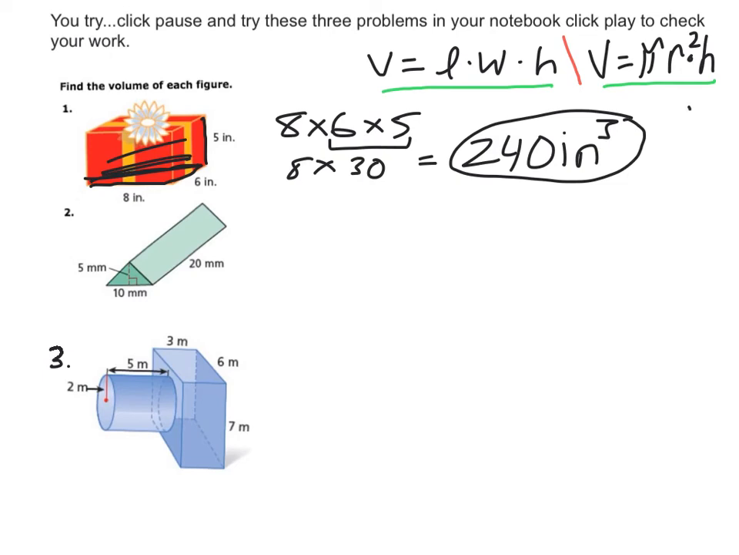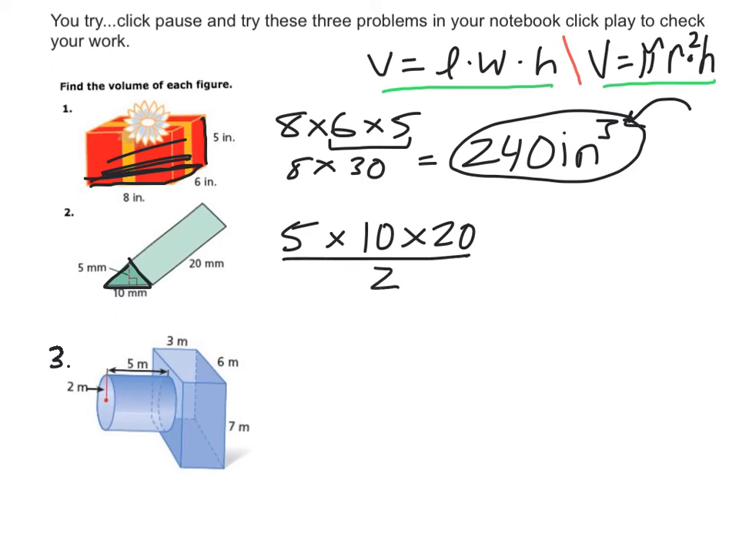So I would have to say this. If you did not have cubic inches, your answer would be incorrect, because you weren't representing the fact that it was volume. There are 240 cubic inches in this nicely wrapped present. Number 2, it's a prism with a triangular face. So when I find the volume of it, I have to cut it in half, because it's half of a prism with a rectangular face. So it's 5 times 10 times 20, and I'm going to cut that in half.